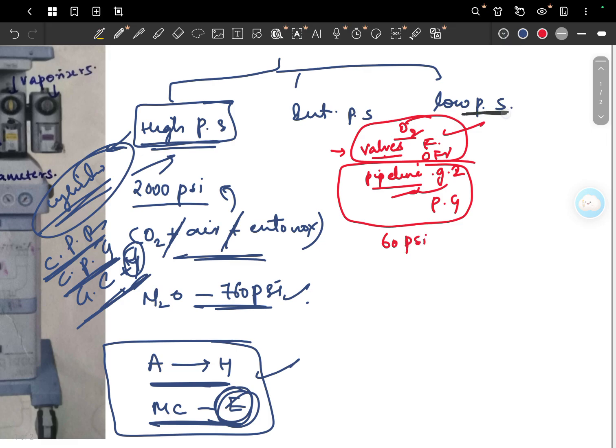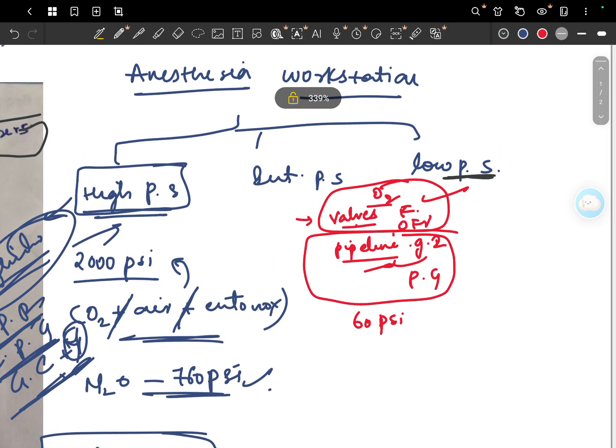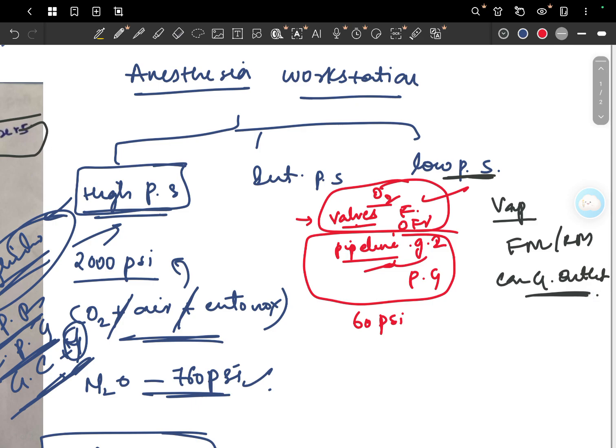Now coming to low pressure. As you can see, you have rotameters, flow meters and vaporizers. So all these things, vaporizers, then flow meters or rotameters, and common gas outlet, will come under low pressure system.